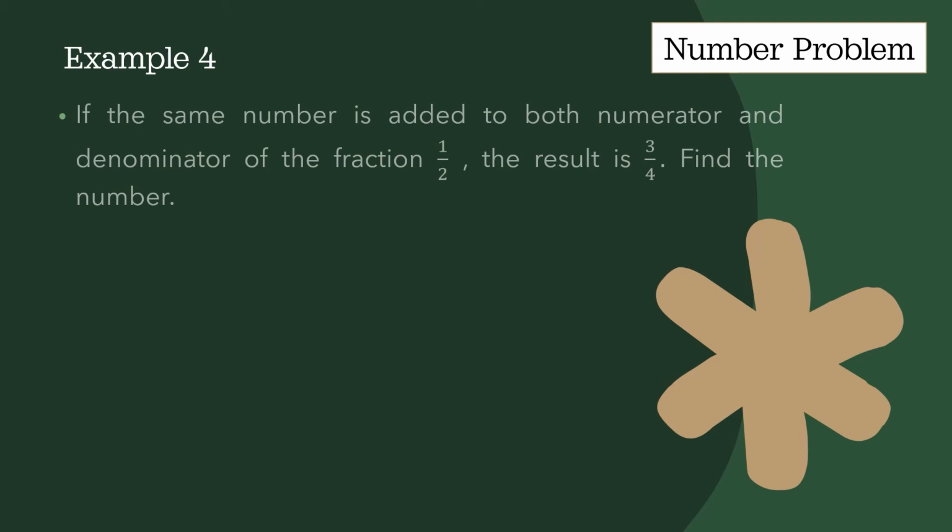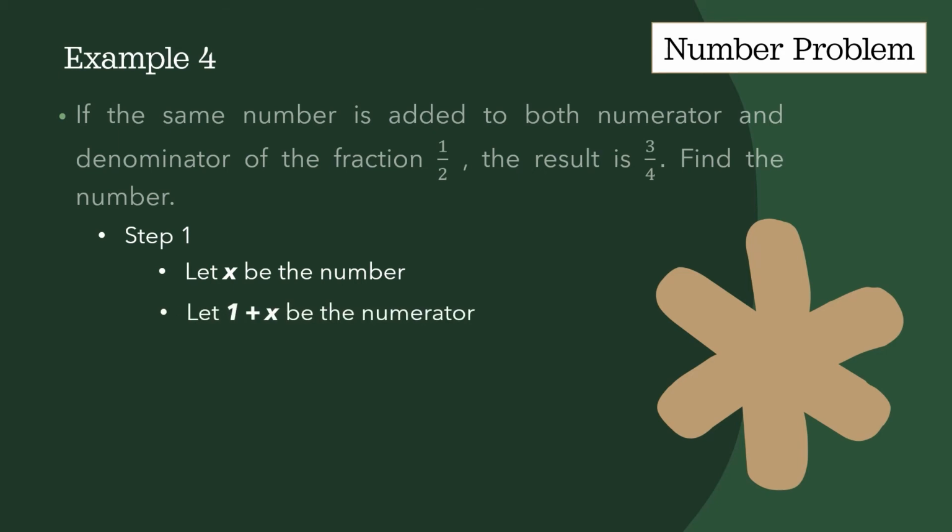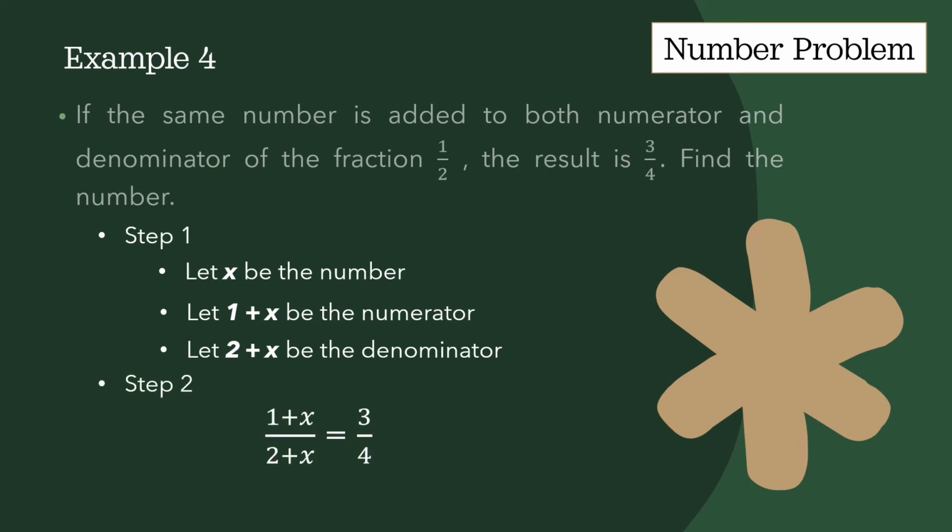Let us now proceed to number problem. Example number 4. If the same number is added to both numerator and denominator of the fraction 1/2, the result is 3/4. Find the number. Step 1. Read and understand the problem. So, let x be the number. The given fraction is 1/2. So, let 1 plus x be the numerator and 2 plus x be the denominator, because the same number is added to both numerator and the denominator. Step 2. The equation that we are going to use is 1 plus x over 2 plus x is equal to 3/4.